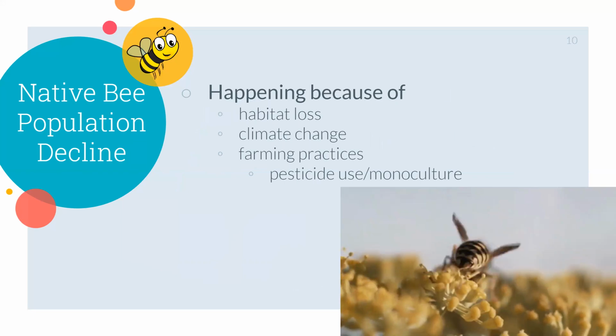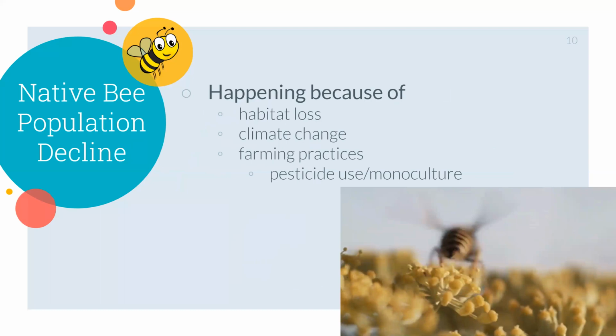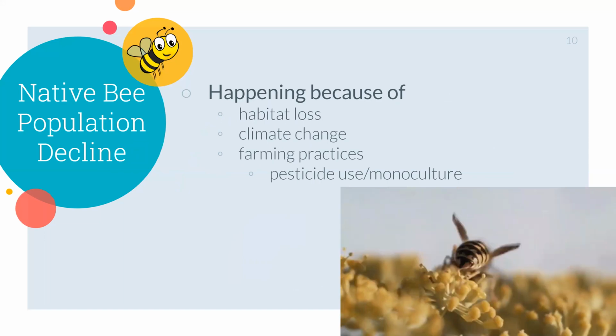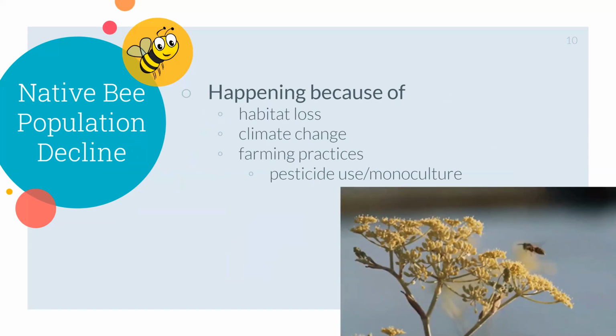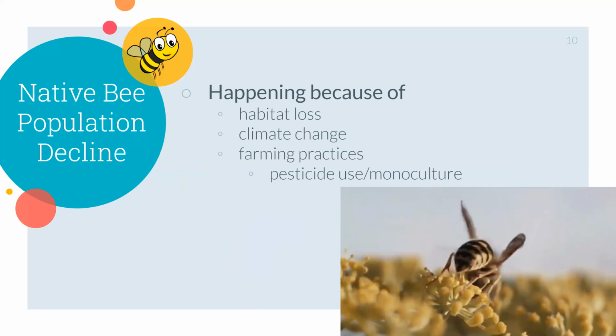So, native bee population decline. Just a bit of a review from the Venn diagram: it's happening because of habitat loss, climate change, and harmful farming practices, which we already reviewed. So let's go straight into habitat loss.